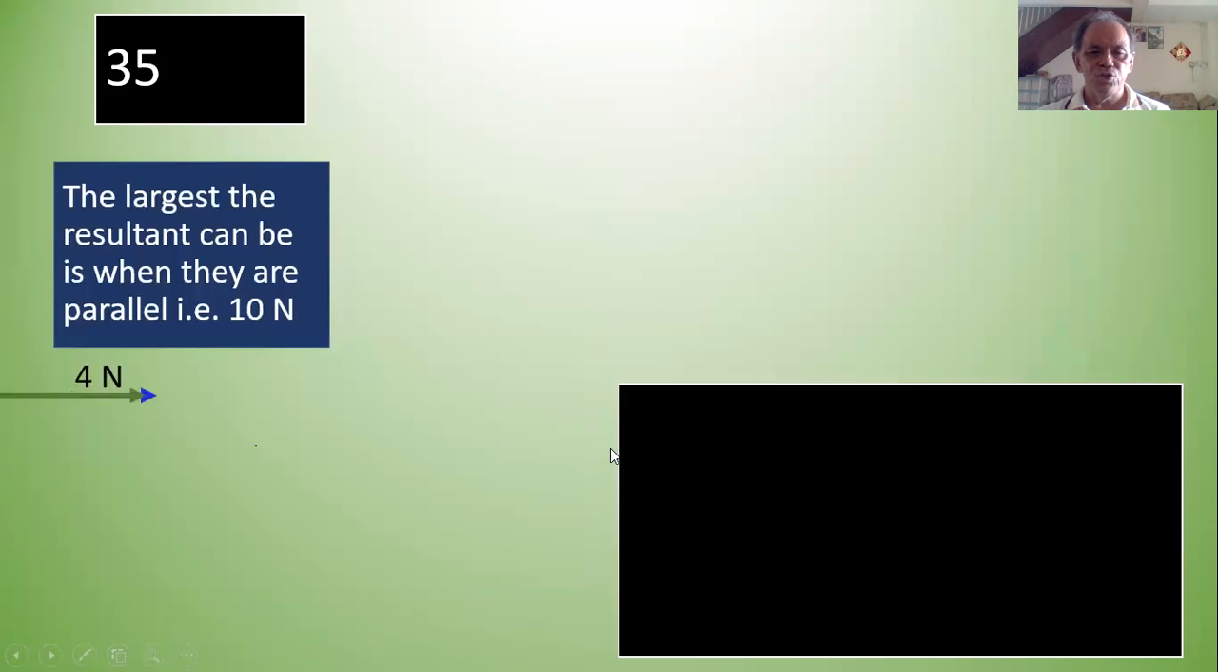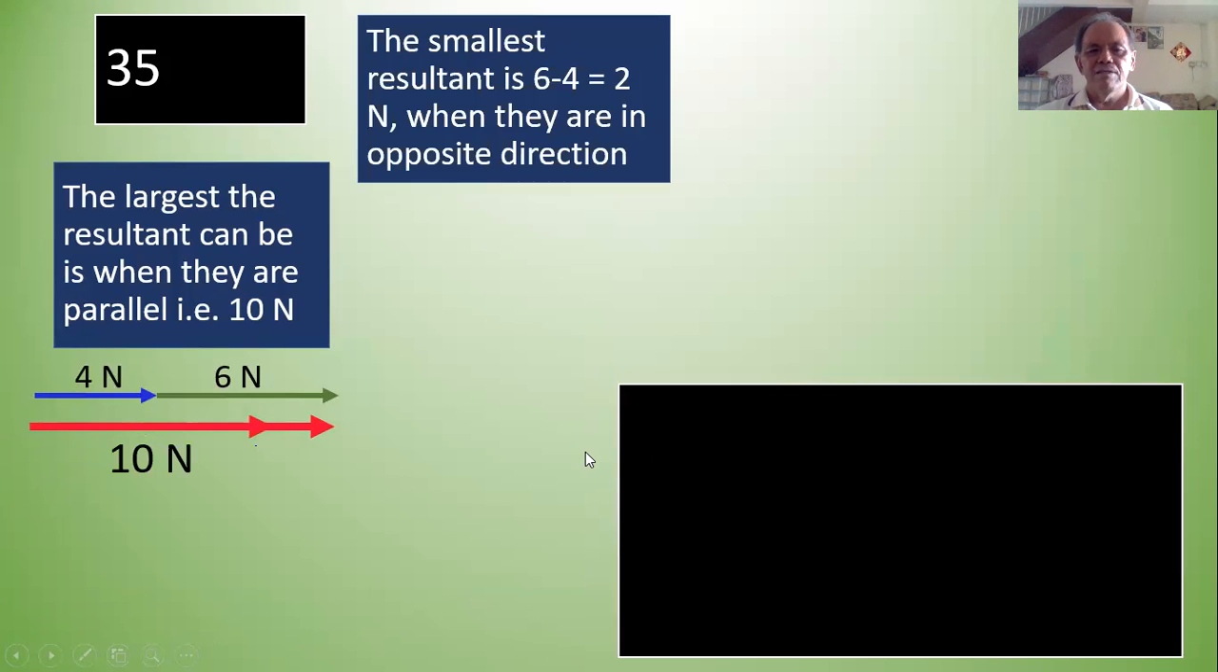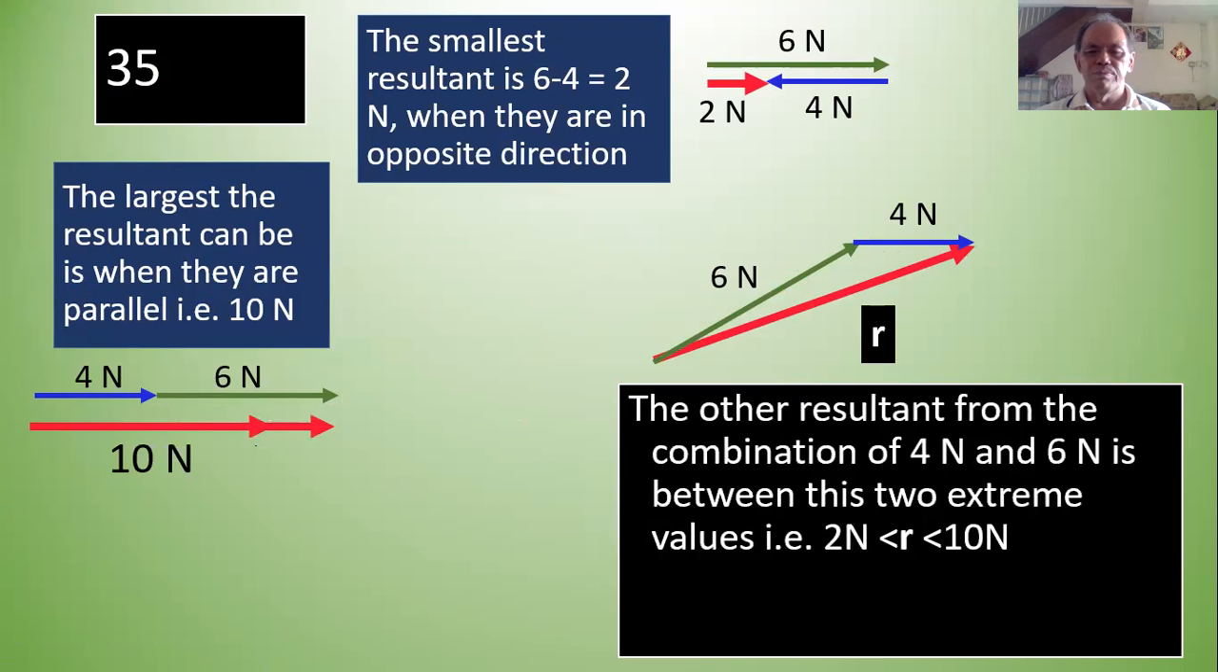It's just to show you again the same thing. The resultant of 4 and 6 in the same direction is 10. In the opposite direction, you subtract, and now it's 2. So at an angle, 6 and 4 cannot give more than 10. It must always be less than 10 and more than 2.